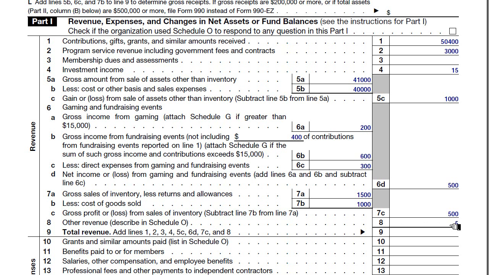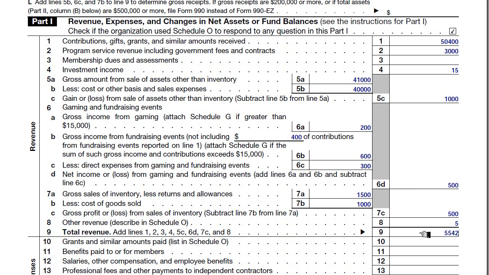And when you do, as you can see here, it says other revenue described in Schedule O. You want to make sure that on Schedule O you provide an explanation for what this other revenue is. And when you're attaching Schedule O, because you gave an explanation, you also want to come up here, and you see up at the very top it says check this box if the organization used Schedule O to respond to any question in this part. So you would check this box, so the reader would know to go look for an explanation on Schedule O.